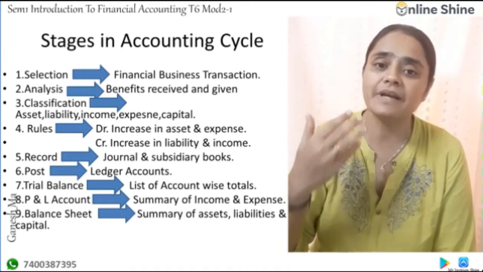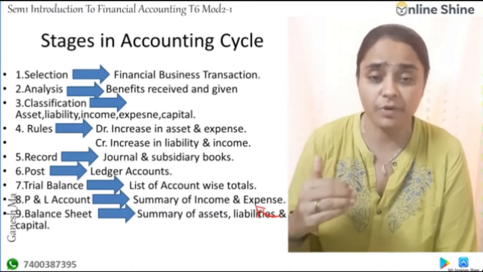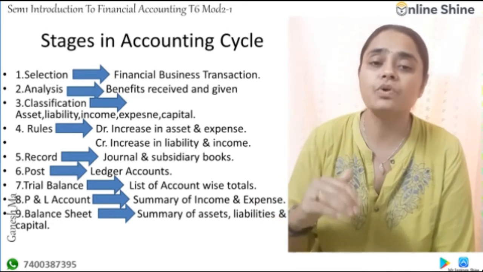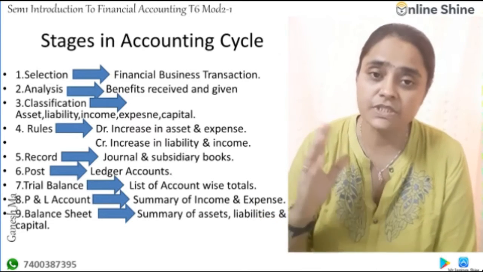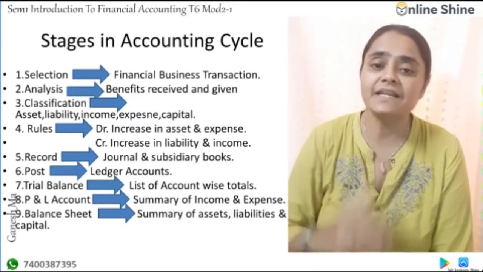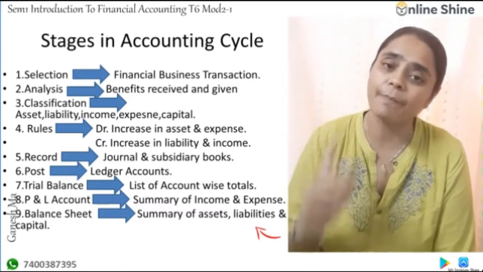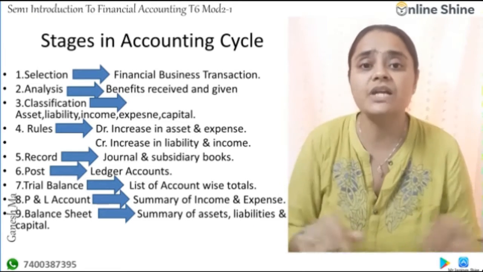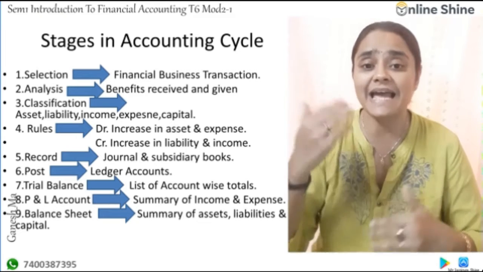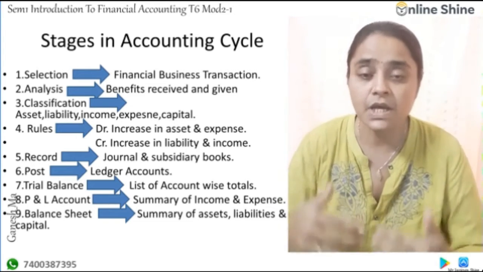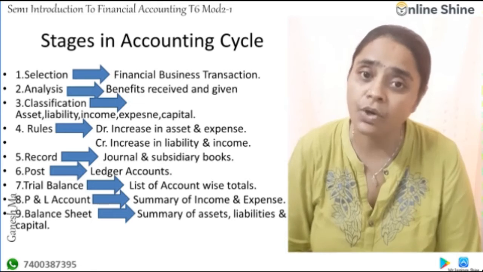Next, from the trial balance you can prepare the profit and loss account, from which you come to know the profit or loss, the income and the expenses. And at the last stage, the 9th stage, is your balance sheet, which shows the financial position of your business, the assets and liabilities of a business. So these are the 9 stages in your accounting cycle.